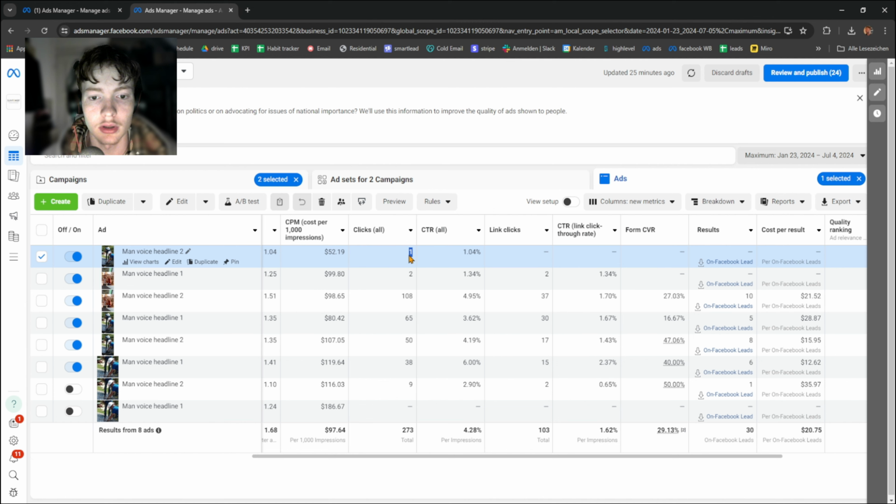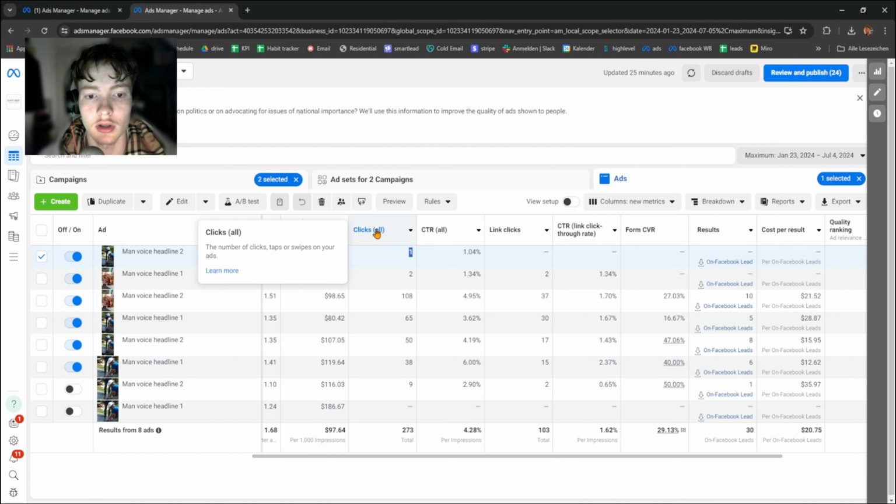So all clicks are pretty much any interaction that someone has with your ads. For example, when they see your ads and they click the little see more button, when you get your ad copy and after 3 lines it cuts off, and they click the see more button, that counts as a click. If they click like on the ad, that's a click. And if you got a video ad and they click on the video to play the video, this is also a click. So clicks all is pretty much all the engagement that you get with your ads.